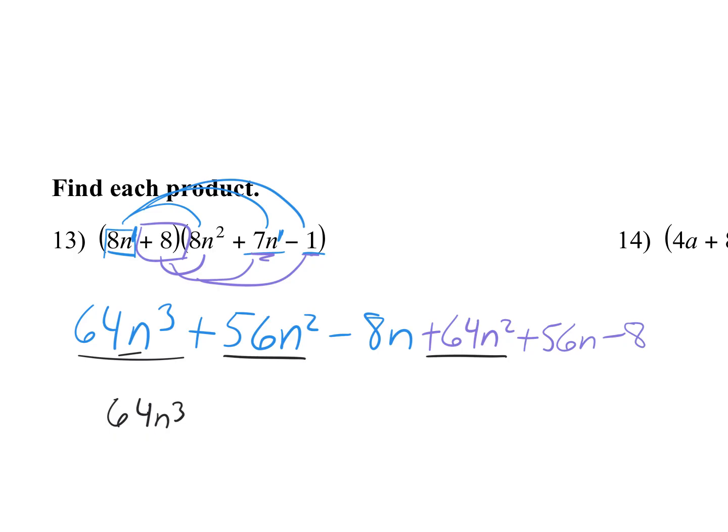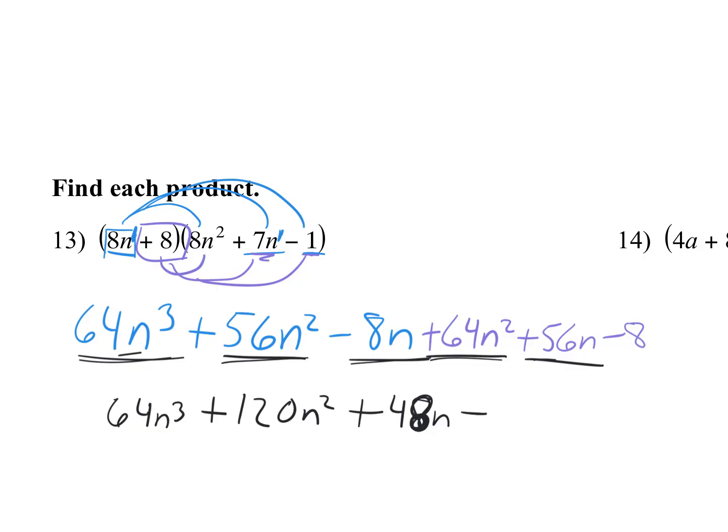So here you would add 56n squared and 64n squared. That should get you 120n squared. And then I have a minus 8n and a 56n. Negative 8 plus 56 is going to get you 48. Since you're adding, you're not adding the exponents. If you're multiplying, you add the exponents, which is how we got these terms.